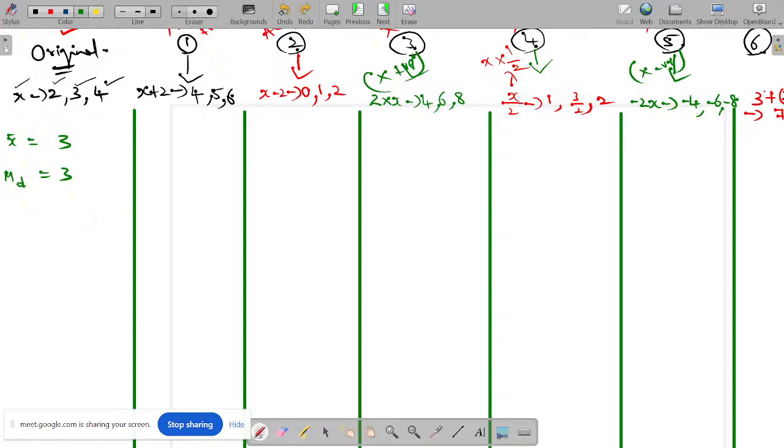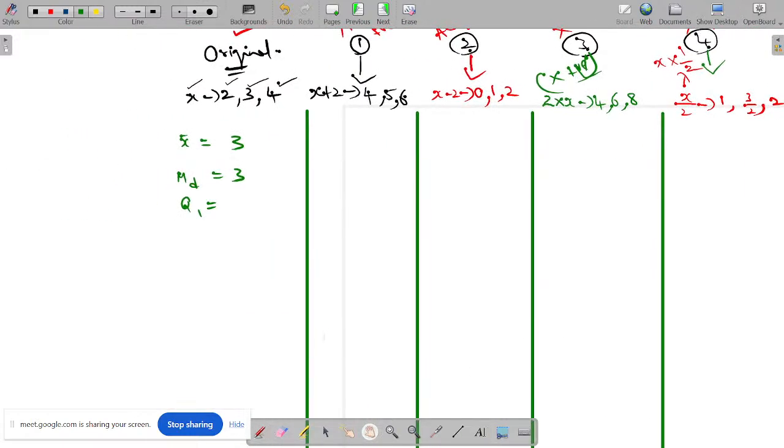What's the quartile? Can you help me with the quartile, please? Quartile 1. How will you find quartile 1? Size of (n plus 1) by 4 observation. Yes, value? N plus 1 is 4, right? 4 by 4, first observation. Now, first observation is 2. So quartile 1 is 2. Is it okay with this concept?